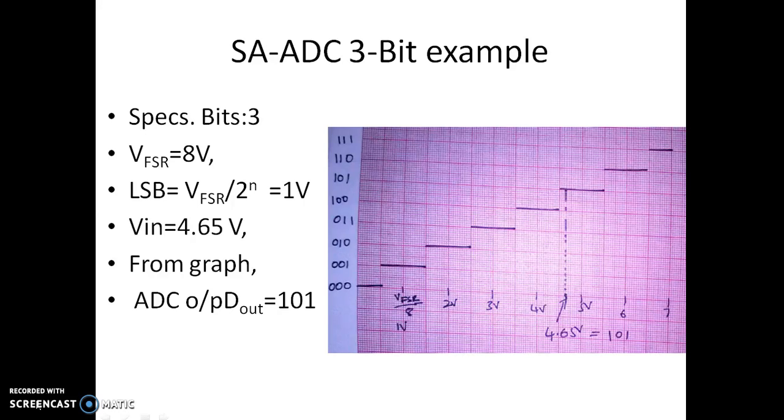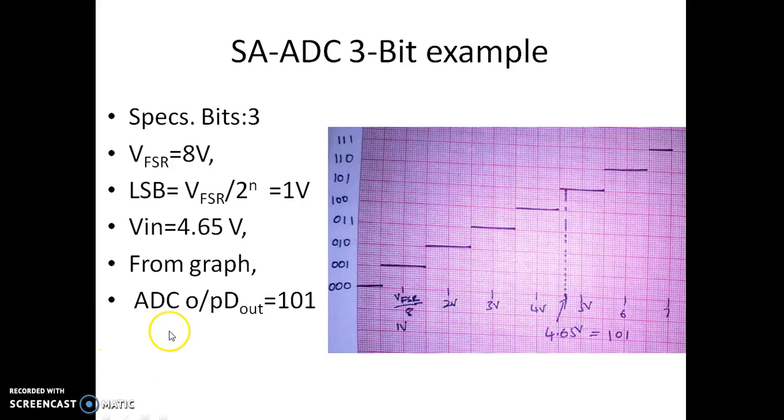The number of bits is 3. The VFSR assumed is 8 volt. The LSB happens to be VFSR divided by 2 power n, which happens to be 1 volt. The input voltage considered in this case is 4.65 volt.